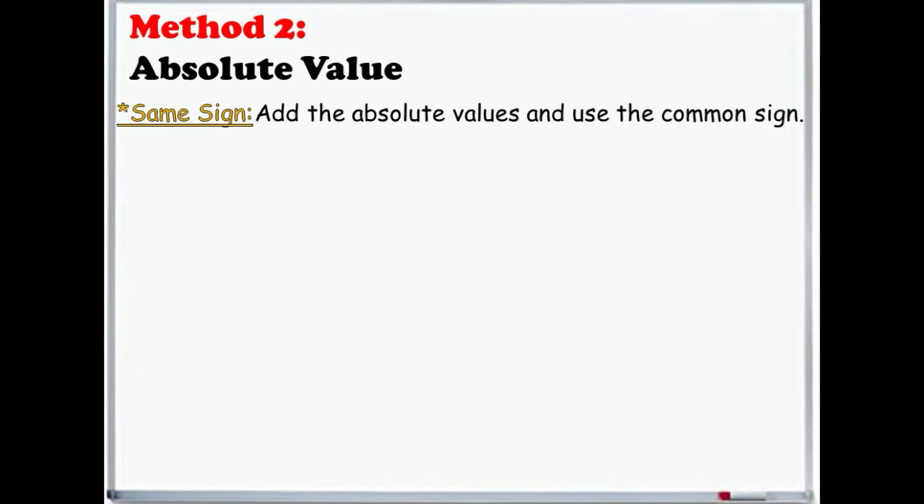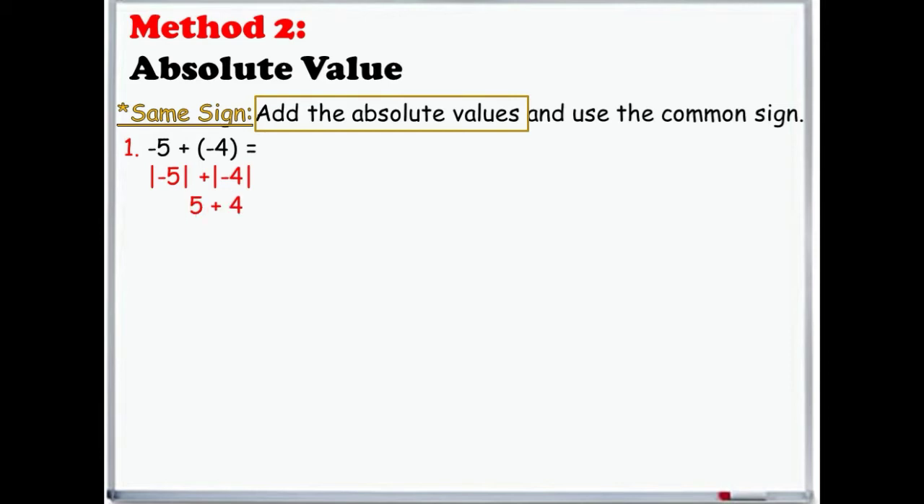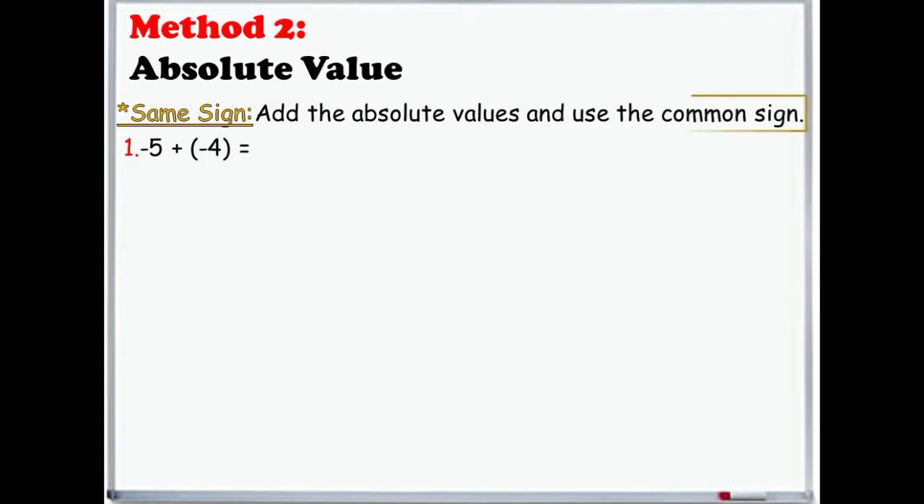Now let us have method number 2. Example, negative 5 plus negative 4. We need to add the absolute value and use the common sign. So here we have absolute value of negative 5 is 5. The absolute value of negative 4 is 4. We need to add this. 5 plus 4 is equal to 9. At ang common sign nila ay negative. So therefore, absolute value is 9 and the common sign is negative. That's why negative 5 plus negative 4 is negative 9.